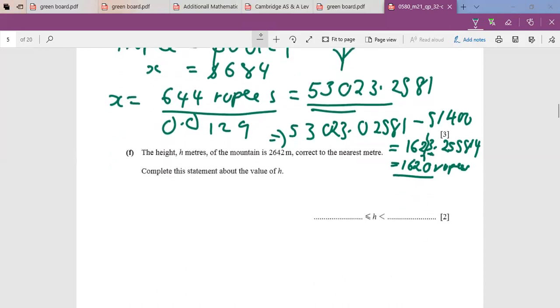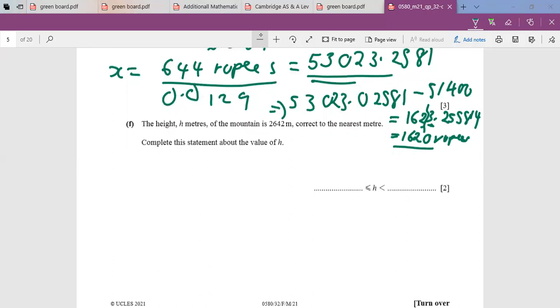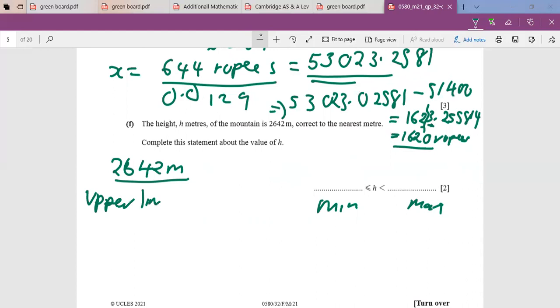All right, if we are saying the height h meters of a mountain is 2642 meters, correct to the nearest meter. Complete this statement about the value of h. So you need to find the value here and the value here. You can see that this is the minimum and this is the maximum. Hence, they want us to find the upper limit and lower limit.